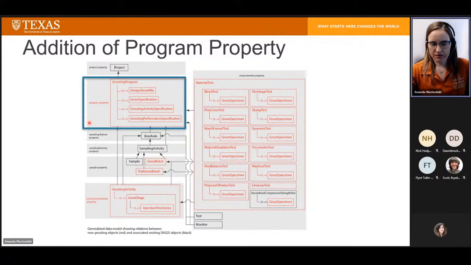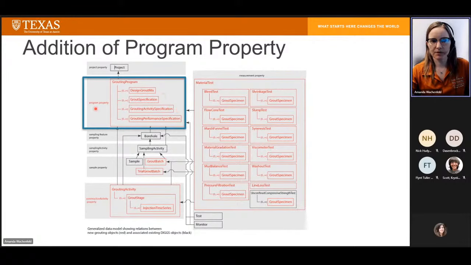Finally, our final big change was the addition of a program property. So if you could think about the initial list that I mentioned, it did not include this program property. So this is a totally new property that we developed as part of this project, and it's not just specific to grout. So this will allow users to store any specification or design information that's developed prior to construction, or if you're doing a geotechnical investigation, prior to your site investigation. Currently, we have a grouting program object, which includes design grout mix, grout specifications, grouting activity specifications, and grouting performance specifications.